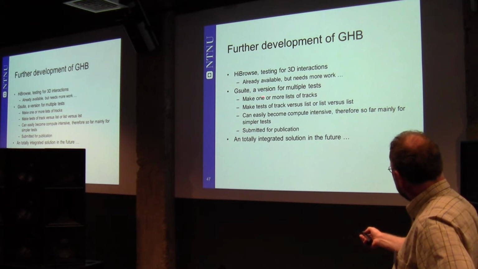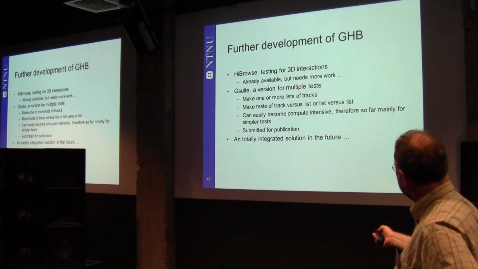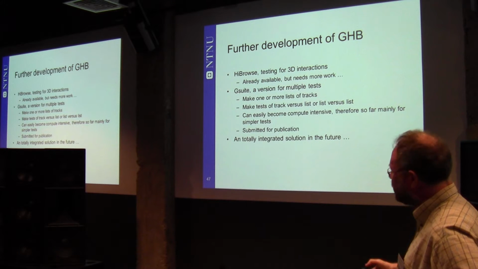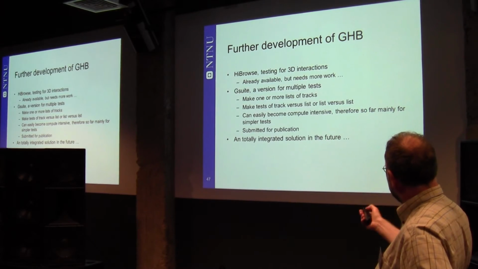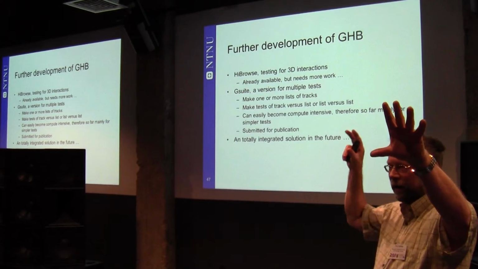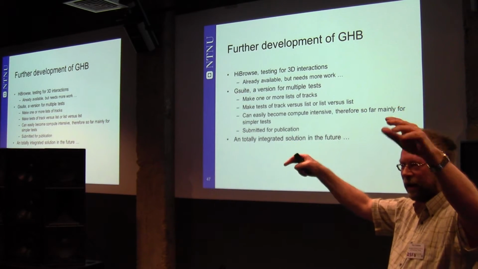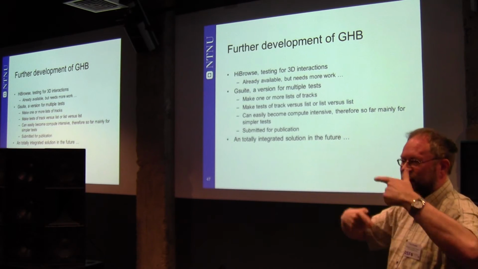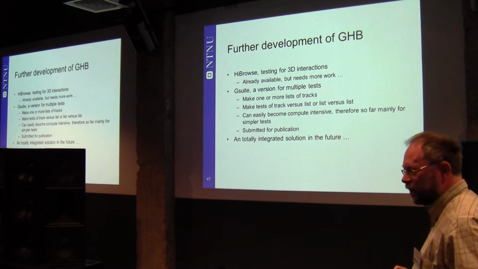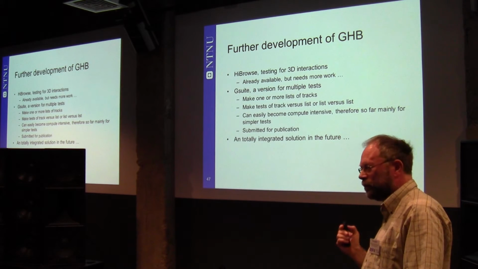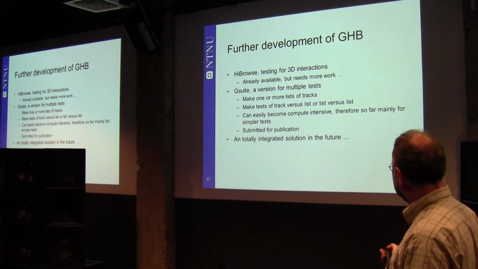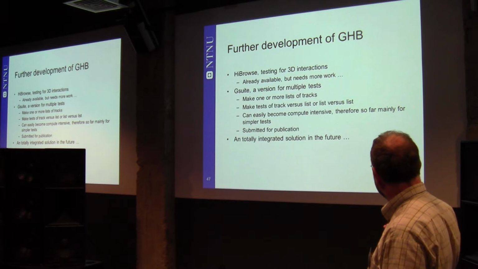But we're also now writing up the final version of the paper on something called G-Suite, which is a very obvious extension. We can make a list of drugs and another list of transcription factors and test these lists against each other. And that generates a very large number of tests. And then we have to use multiple testing correction in order to get reliable p-values.